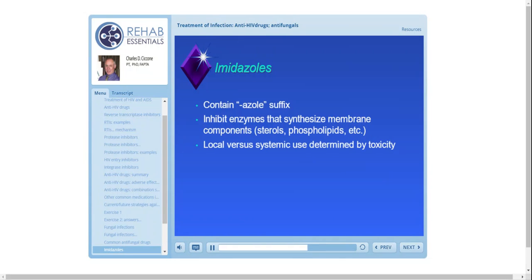But still, their local versus systemic use is determined by toxicity. We'll see that we can use much more toxic drugs superficially. In other words, they're not traveling throughout the entire body, but we apply them locally or superficially. The same drugs cannot be used oftentimes systemically because they're going to be much too toxic to the liver, the kidneys, and other organs. But let's take a look at some of the specific drugs in this group now.